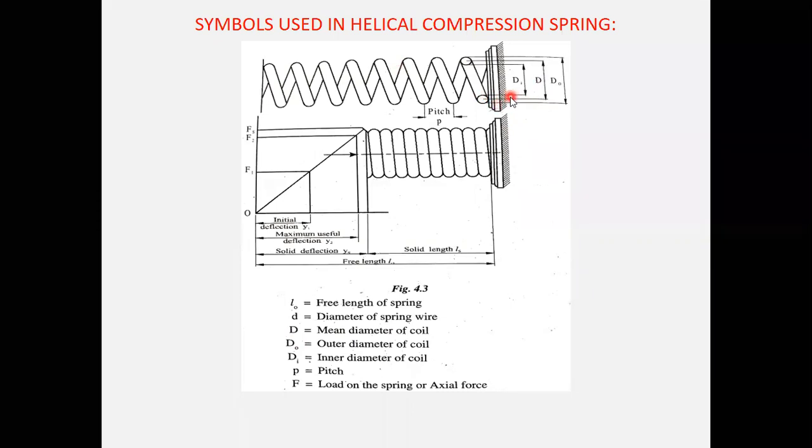If you measure the diameter from the outside, from here to here, it is called the outer diameter of the coil. It is denoted by D0. Similarly, from the inside, that is called the inner diameter of the coil. And P is nothing but the pitch, denoted by small p. And F is the applied load, that is, the axial load applied on the spring.